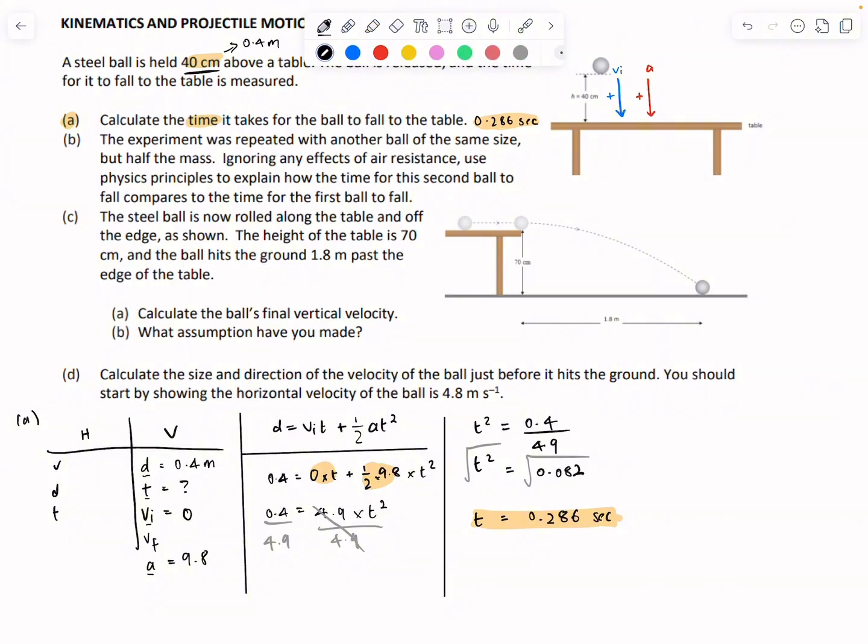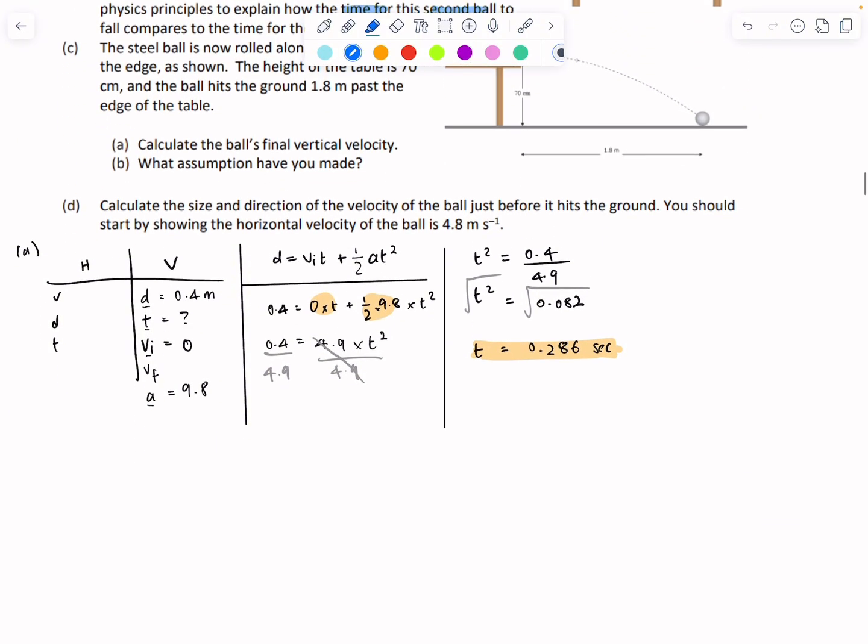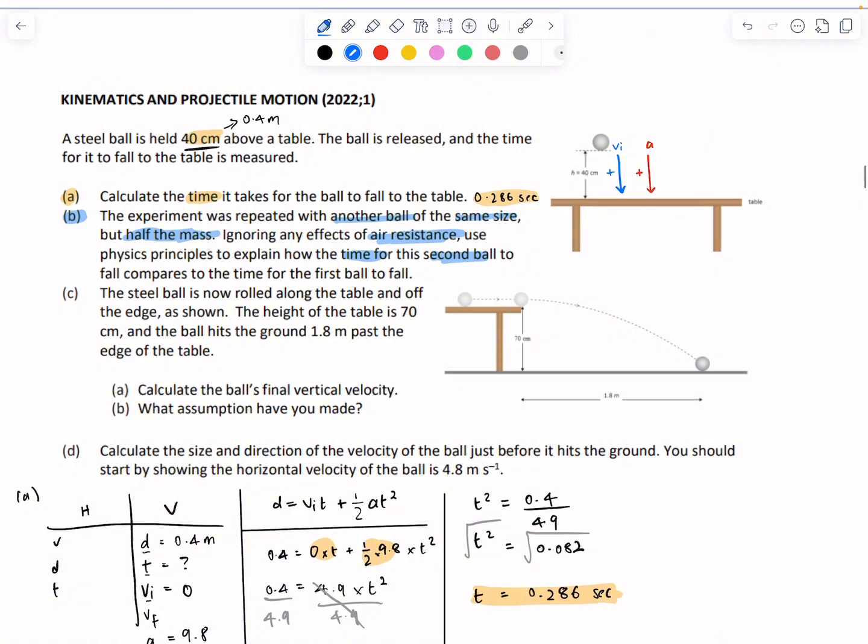All right, so next question, moving on. The experiment was repeated with another ball of the same size, but half the mass. Ignoring any effects of air resistance, use physics principles to explain how the time for the second ball to fall compares to the time of the first ball to fall. Okay, so let me try to explain. We're ignoring air resistance, okay?